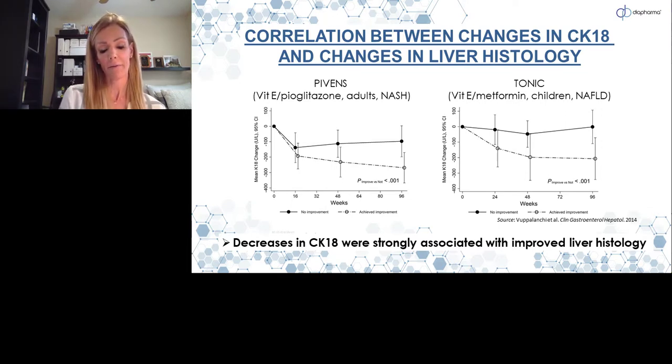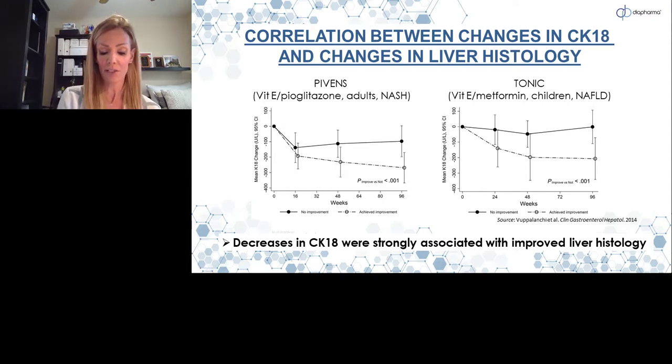Changes in CK18 have also been shown to correlate with changes in liver histology. These are two older studies. They are phase 2 trials, and each one of them lasted 96 weeks. Phase 2 trials now are generally shorter. The PIVENS trial on the left evaluated the efficacy of pioglitazone or vitamin E in adults with NASH, whereas TONIC on the right evaluated metformin or vitamin E in children with NAFLD. Overall improvements in liver histology over baseline was a primary endpoint for PIVENS and a secondary endpoint for TONIC.